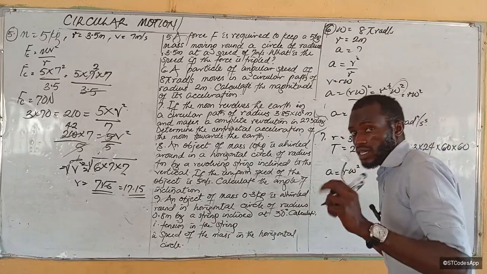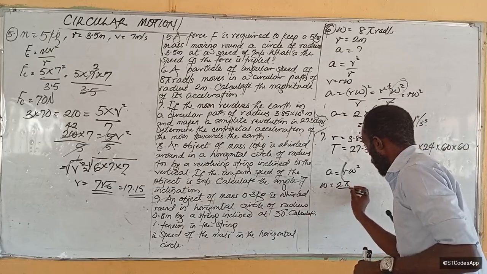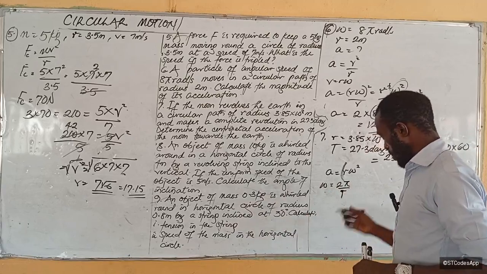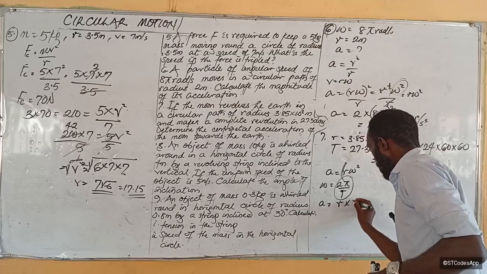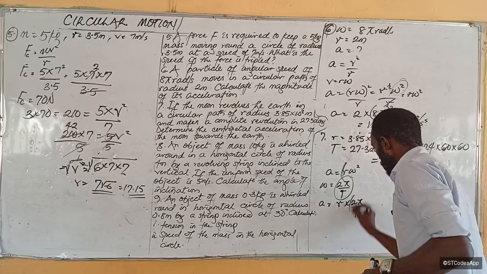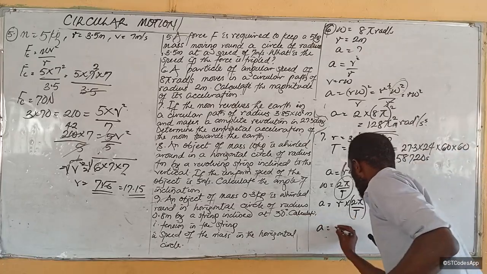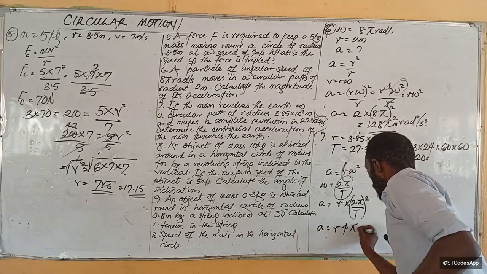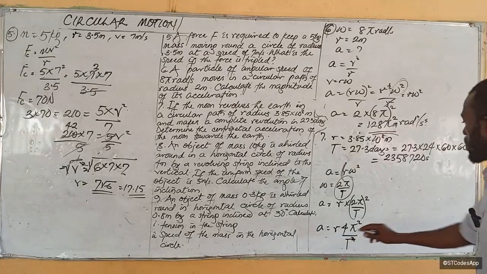Okay, recall, please follow me. Recall that omega is 2 pi over T, right? Substitute this into this equation. a becomes R times (2 pi over T) all squared. So a becomes R times 4 pi squared over T squared. So this is the formula we use.